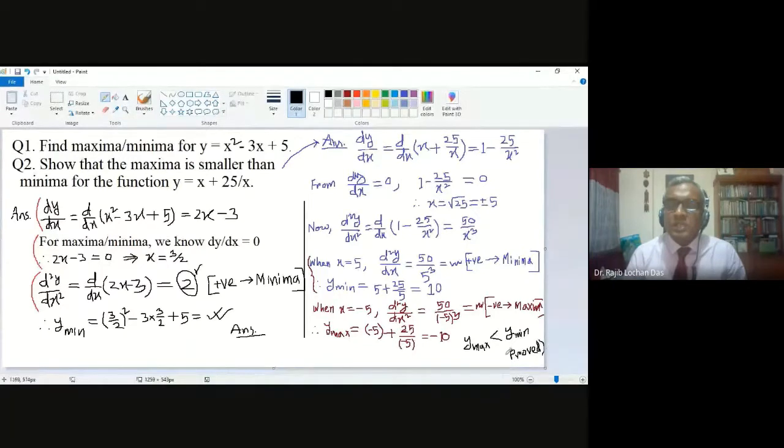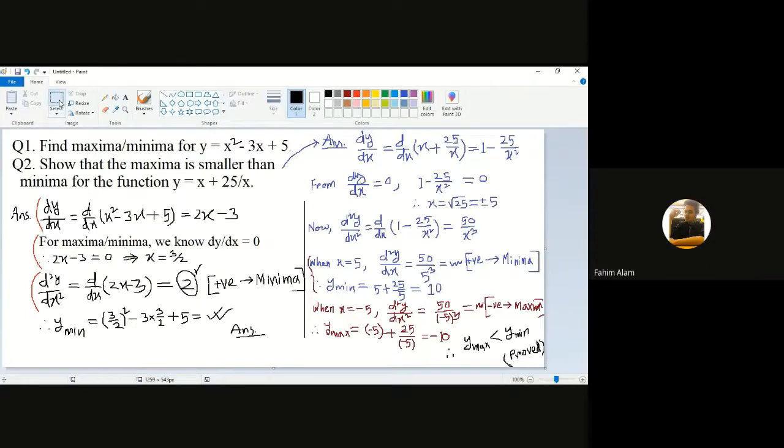This is the second example. Okay. So it is another type of question where we actually calculate the maximum and minimum, and then we have shown something. That's all. Is that okay? Any question up to this? No, sir. Okay, good.